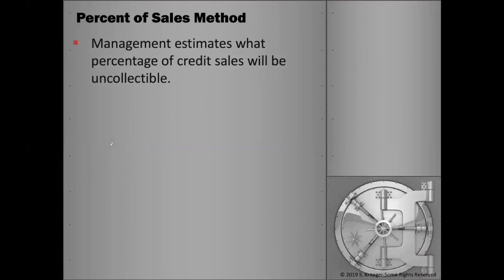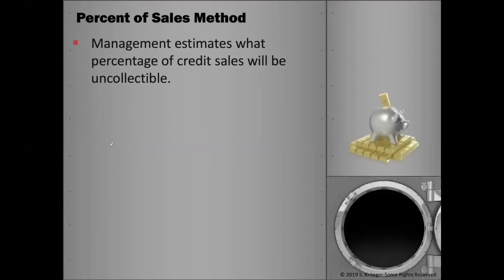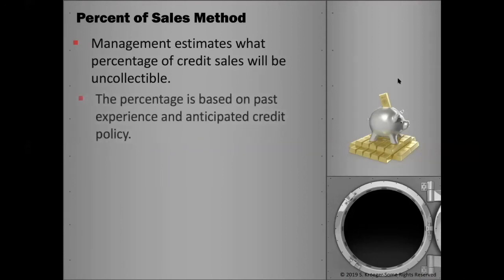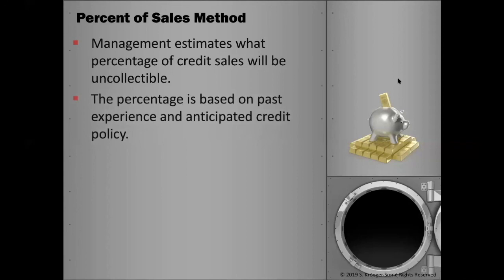This is when management estimates what percentage of credit sales will be uncollectible. We're doing this based on the amount of sales we made. For example, we believe that 10% of all of our sales will be uncollectible. Management will use past information to come up with this percent. They will use their credit policy, depending on how strict they are with loaning out credit to its customers, and the past experience with it.